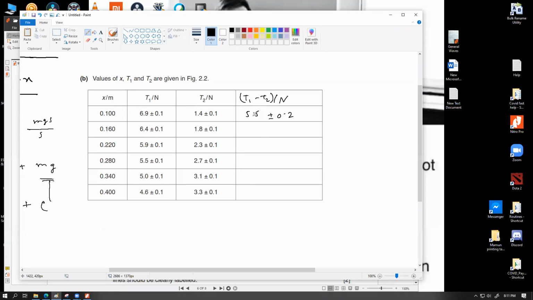Then what comes next? 4.6, 4.6 plus minus 0.2, then 3.6, 3.6 plus minus 0.2, 2.8, 2.8 plus minus 0.2, 1.9, 1.3.